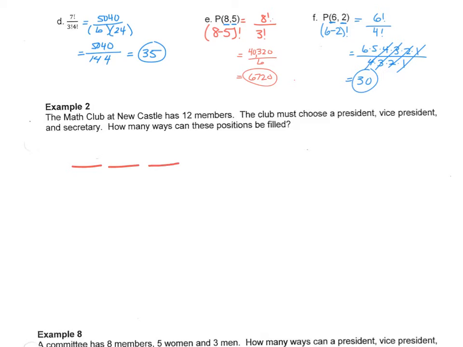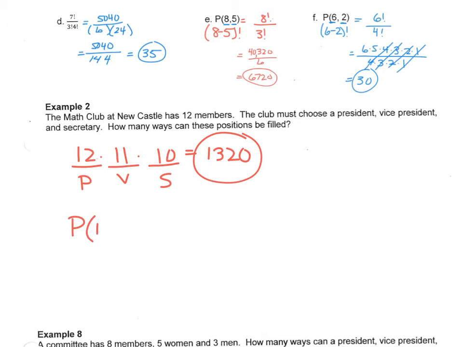Here's how we used to do it. This would be the president, the vice president, and the secretary. You can choose from 12 people. You cannot be your own vice president, though, so we have to select somebody different each time, and we would wind up with 1320, and that would be the amount of ways these positions could be filled. If you do the permutation method, you get the same answer.